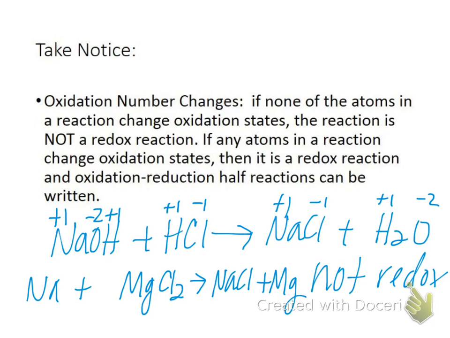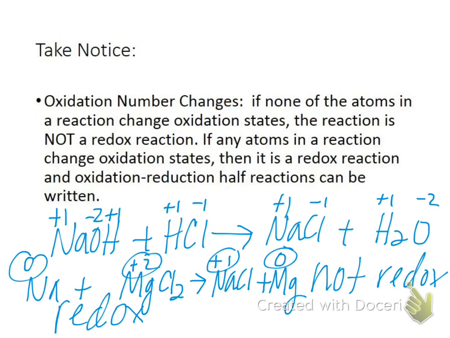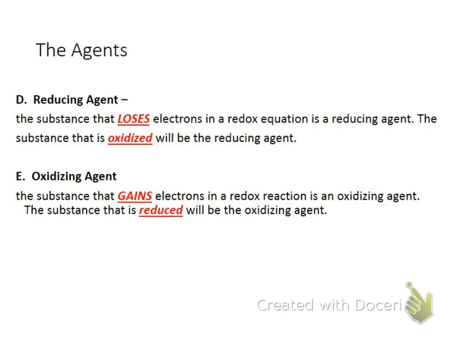Then I would assign oxidation states, and I would see that this is 0 to +1. This is +2 to 0. That would be redox because of the change in the numbers. So that's how we recognize if something's going to be redox or not. We've got to look quickly. If you see free elements on one side and then a compound on the other, it's usually going to be a redox.